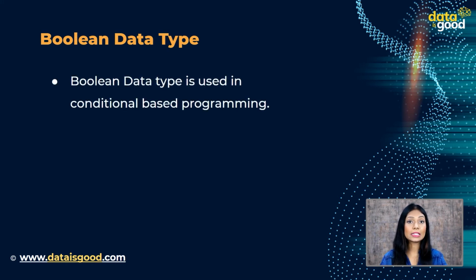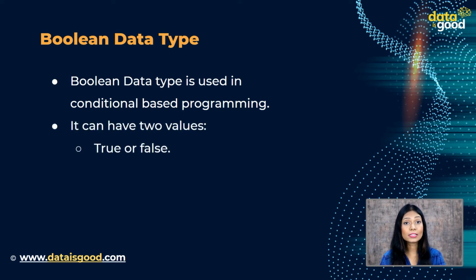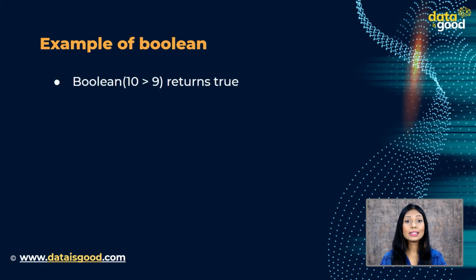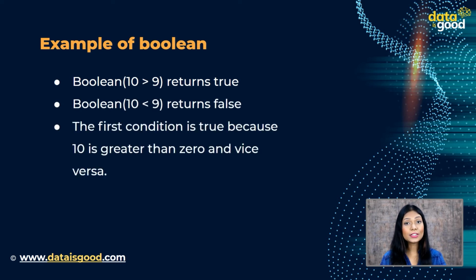JavaScript Boolean data type. The JavaScript Boolean data type is used in conditional-based programming. It can have two values, either true or false. For example, Boolean(10 > 9) returns true. Boolean(10 < 9) returns false. So the first condition is true because 10 is greater than 9, and vice versa. You will learn more about Booleans in the JavaScript comparison and logical operators.